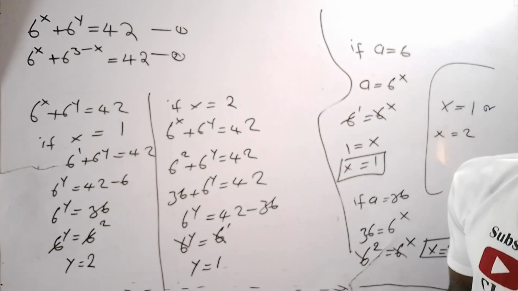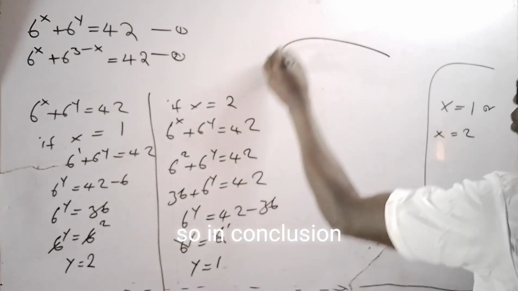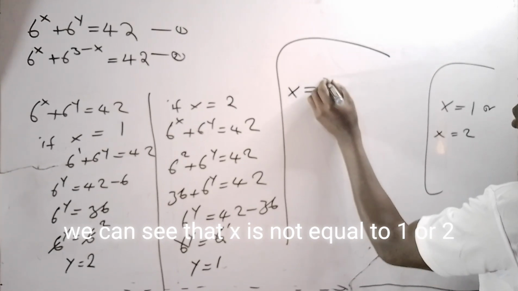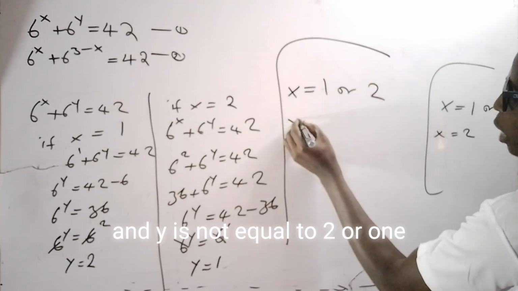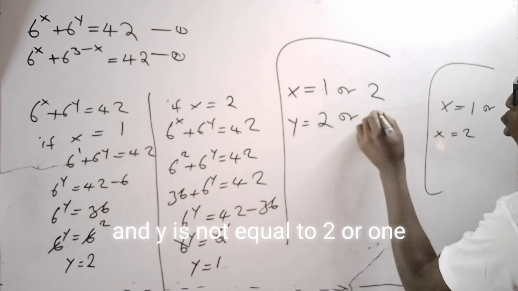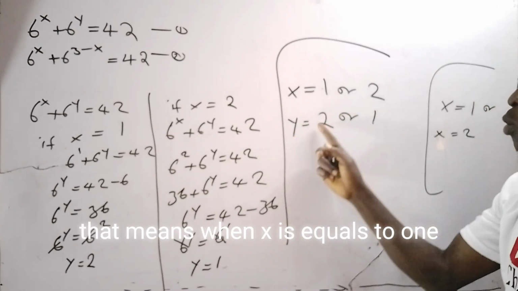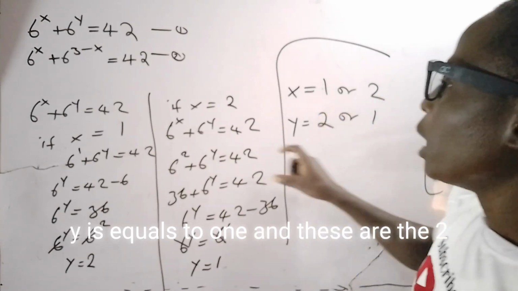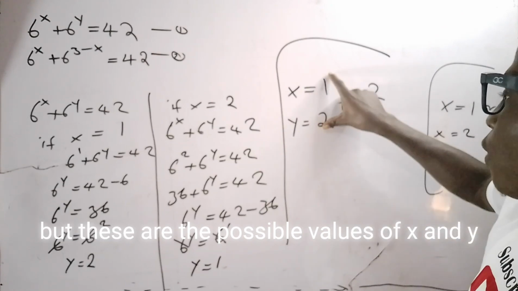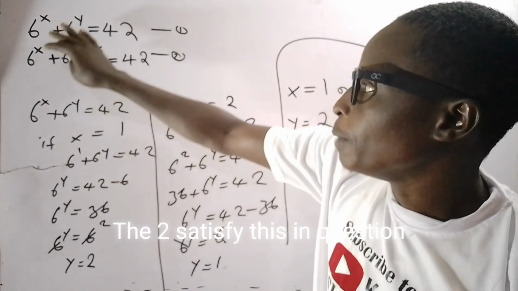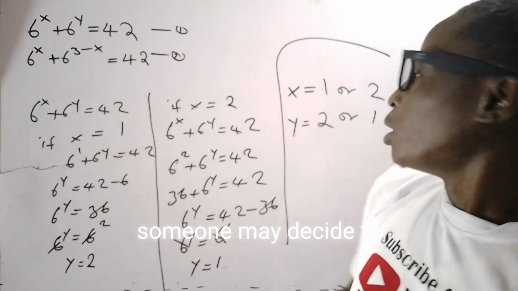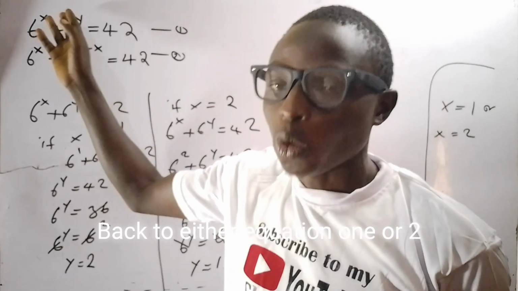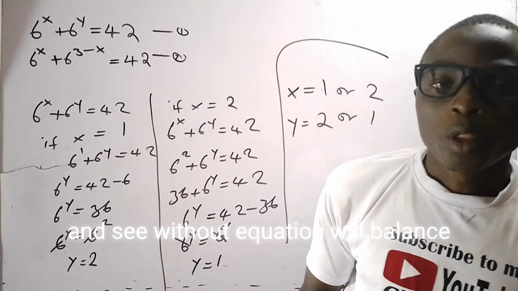So in conclusion, we can see that x is now equal to 1 or 2 and y is now equal to 2 or 1. That means when x is equal to 1, y is equal to 2, and when x is equal to 2, y is equal to 1. And these are the possible values of x and y that will satisfy this equation. Someone may decide to plug in these respective values of x and y back into either equation 1 or 2 and see whether the equation will balance.